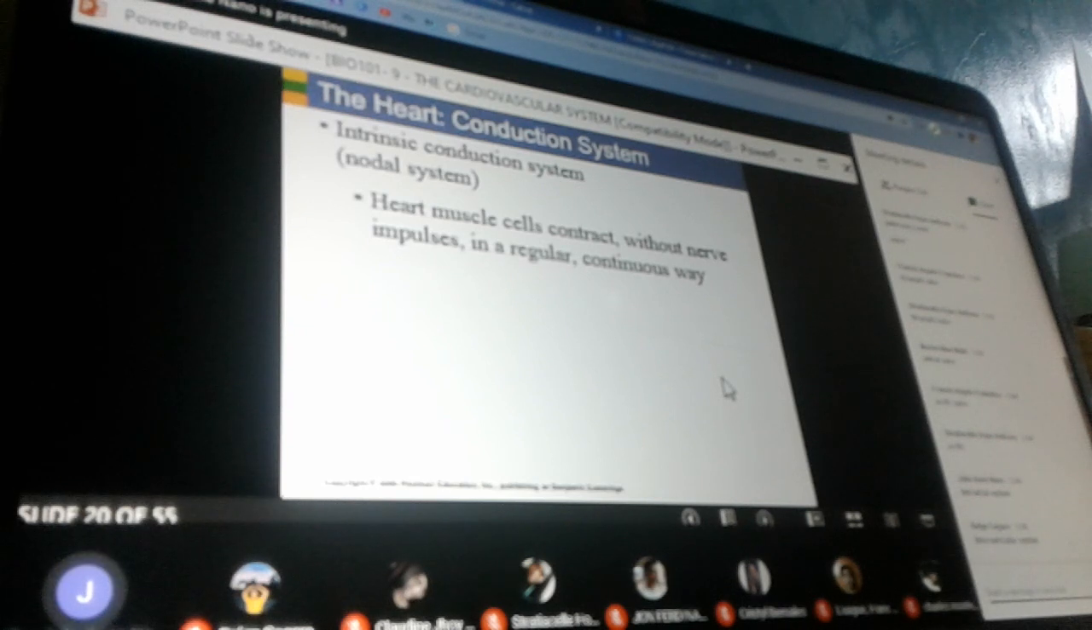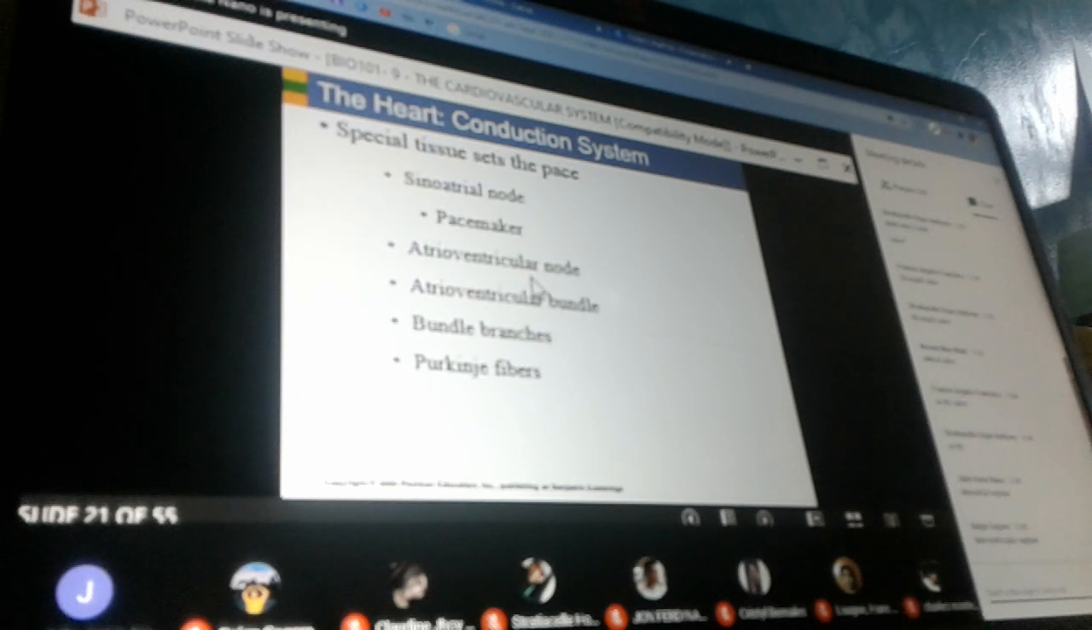Okay? So, conduction system. So, paano ba nakakonduct yung nerve impulses sa ating heart? So, meron tayong tinatawag na intrinsic na conduction system o yung ating nodal system. Okay? So, when we say intrinsic class, walang nerve impulses. Kumbaga, yung heart muscle cells natin, nagko-contract lang siya in irregular, continuous na way. Okay? So, remember, intrinsic, there are no nerve impulses. So, kumbaga, siya lang mismo yung nagko-contract sa kanyang sarili. Okay?